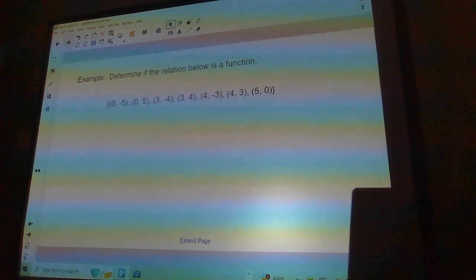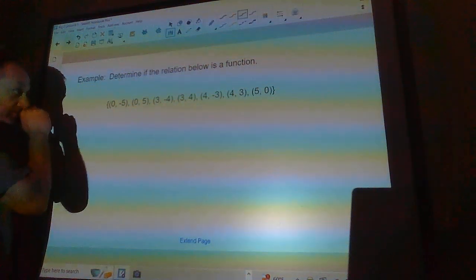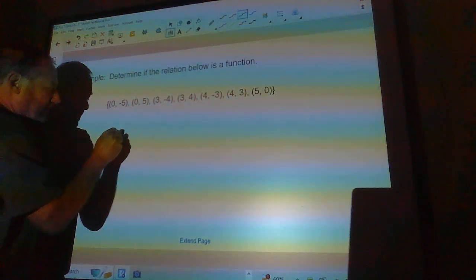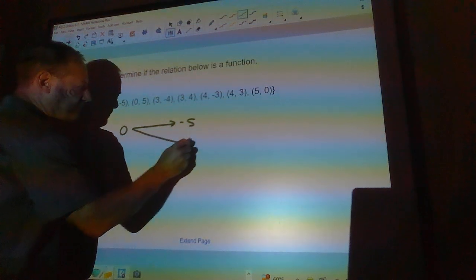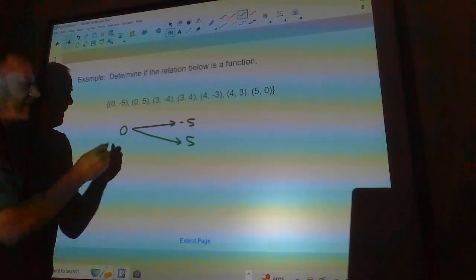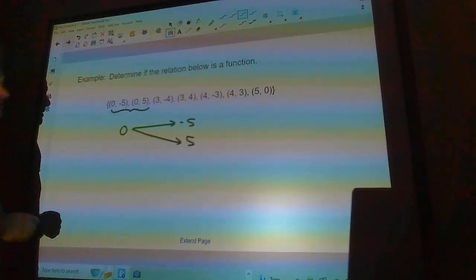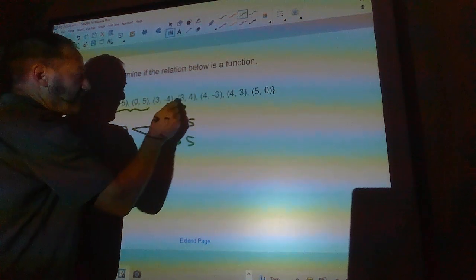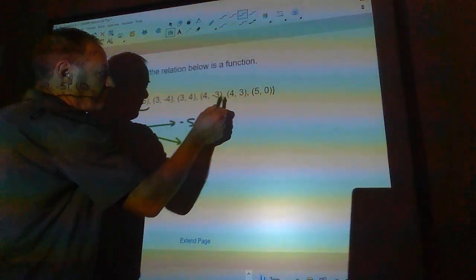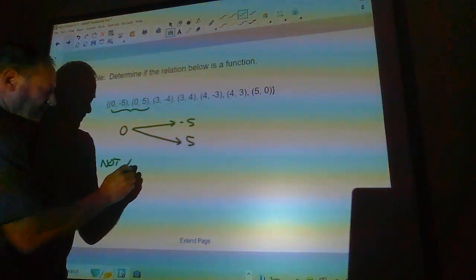Determine if the relation below is a function. Okay, so here's what we need to do. 0 goes to -5, but it also goes to +5. So this right here, I don't have to look any farther. That is not a function because 0 has two different y values. And it turns out 3 also has two different y values. So does 4. So this is definitely not a function.